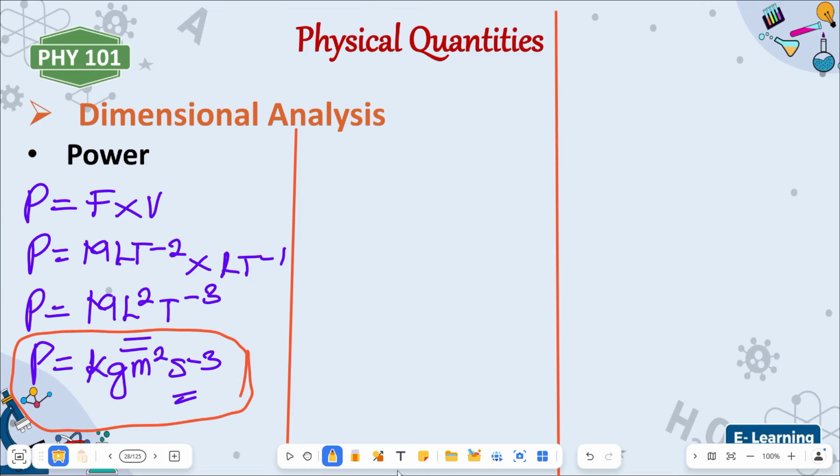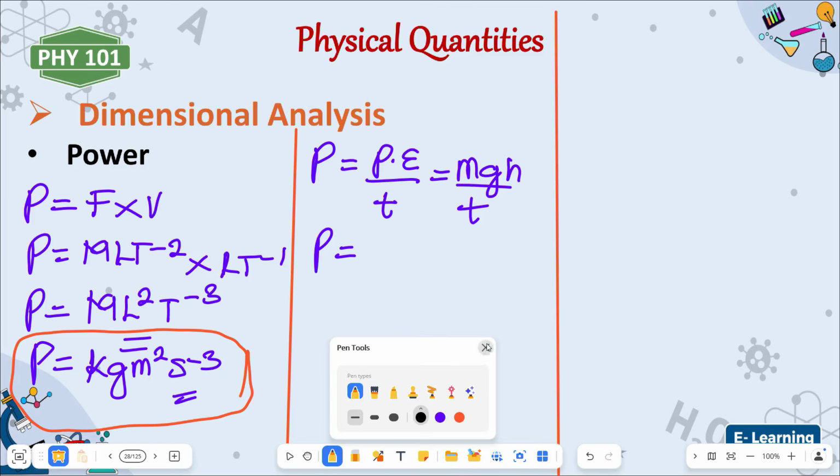Alright. Now, we can also have power as energy over time. Now let us take the first form of energy, potential energy over time. Potential energy is mgh, so we have mgh over time. So power would be equal to... mg is what?